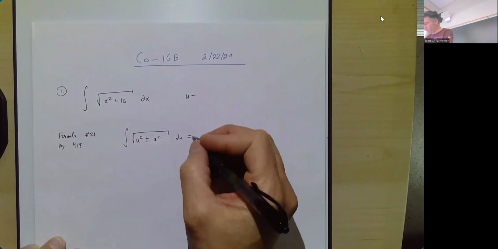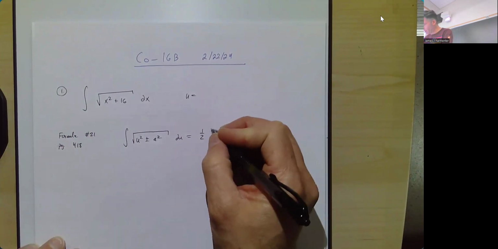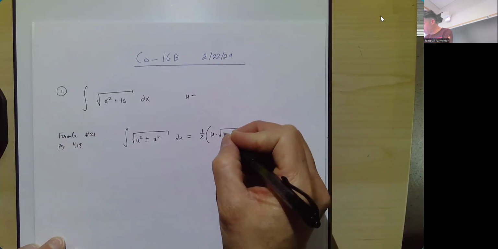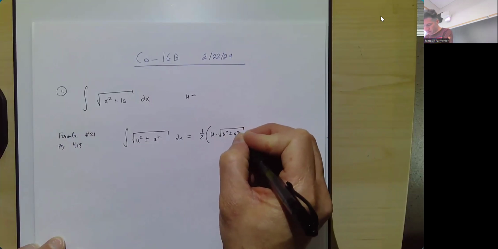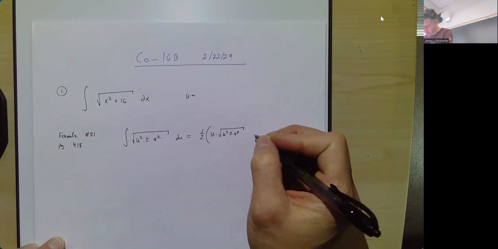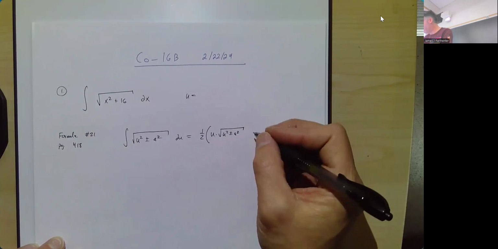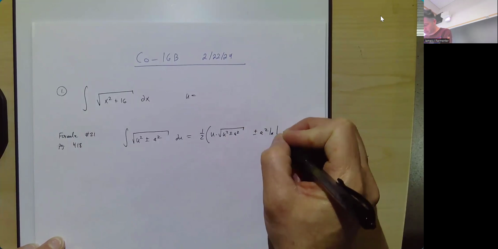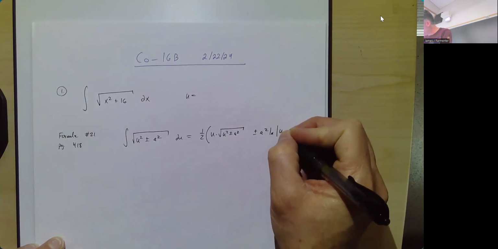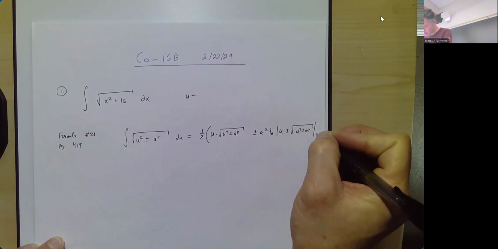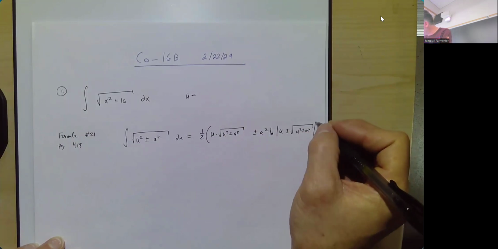It is equal to 1/2 parentheses u times the square root of u squared plus or minus a squared, and then plus or minus a squared times the natural log of the absolute value of u plus or minus the square root of u squared plus or minus a squared. Holy smokes, it's a lot of terribleness. Plus c.